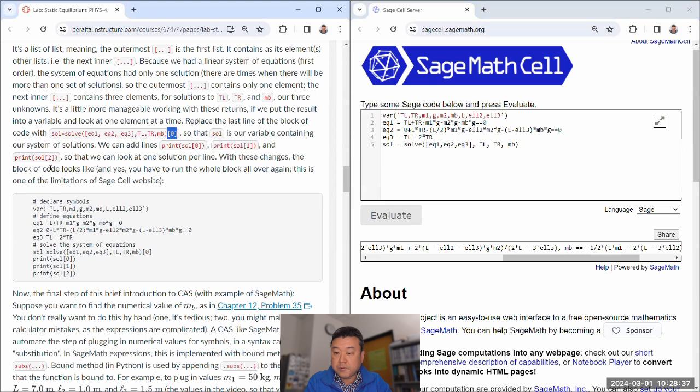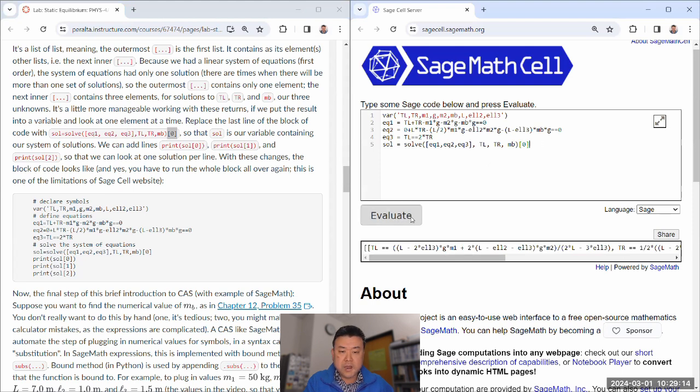With these changes, the block of code looks like, and yes, you have to run the, oh, I guess I never explained this. So this is the SageMath, or again, Python syntax for referring to each element of a list. So solve had a list of lists. So I want to get the first list in that outer list, or the zeroth element. That's why I added this little bit, addressing that index 0. That's going to just get that first element out of the outer list.